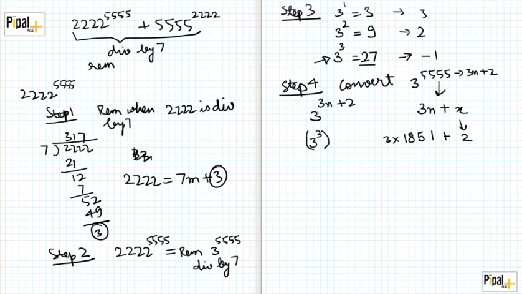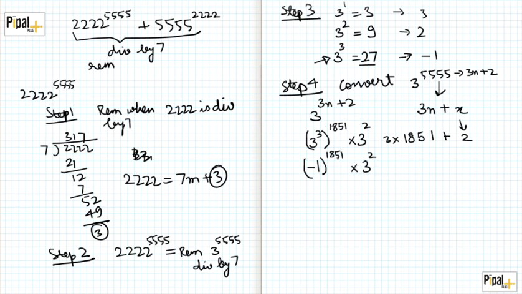So now 3 to the power 5555 becomes 3 to the power 3 times 1851 multiplied by 3 squared, right? So the plus 2 has gone here. 3 squared I have separated. Now 3 cube leaves a remainder minus 1 when divided by 7. So I'll write minus 1 here to the power 1851 into 3 squared.